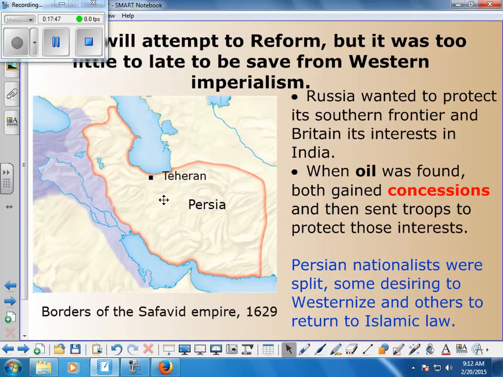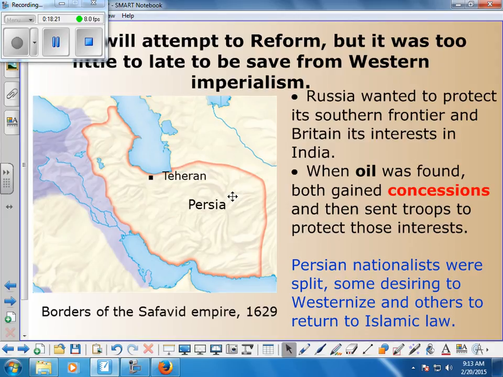And what you're going to see here is the issue. This is known as Tehran, which is the capital of Iran. Iraq is in this area. Jordan. Much of this area is what we know as the Middle East today. So Russia wanted to protect its southern border, and Britain is interested in India, so they're looking very closely at this area. When oil is found, both gained concessions and then sent troops to protect these interests.